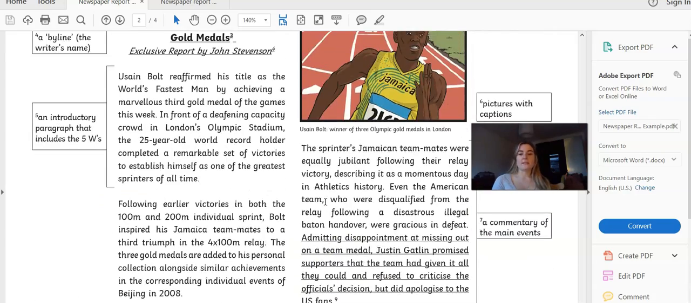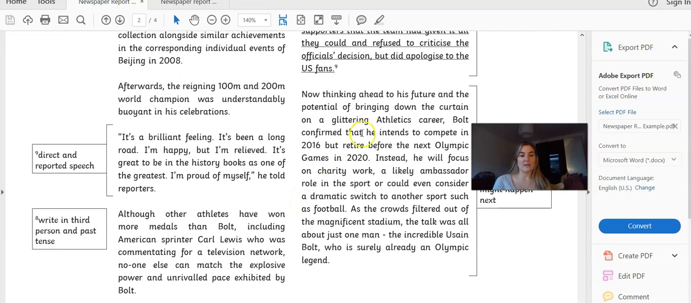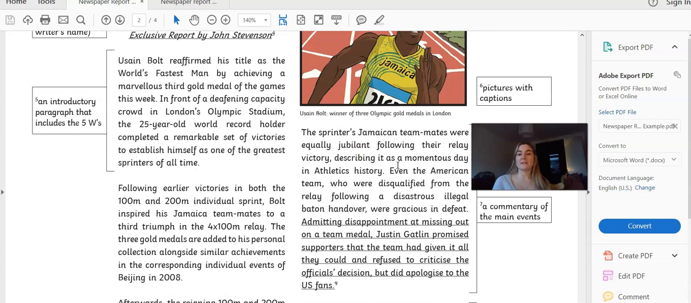And when you're comparing it to things that have happened in the past, you need to be sure to use your past tense. Okay, so third person and past tense. And then a conclusion, a commentary of the main events that might be what exactly happened.